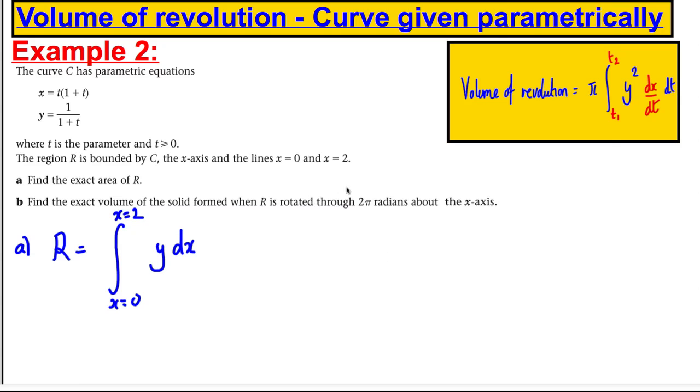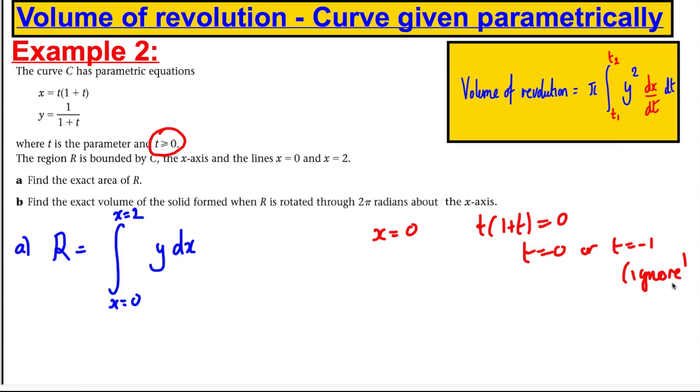Now, the curve is given parametrically, so we're going to have to find this in terms of t. So the first thing to say is when x is 0, we're going to have to find t, then t(1 plus t) is equal to 0. So t is either 0 or t is minus 1. And we're going to ignore this one because we're told that t is bigger than or equal to 0. So we're going to ignore that.